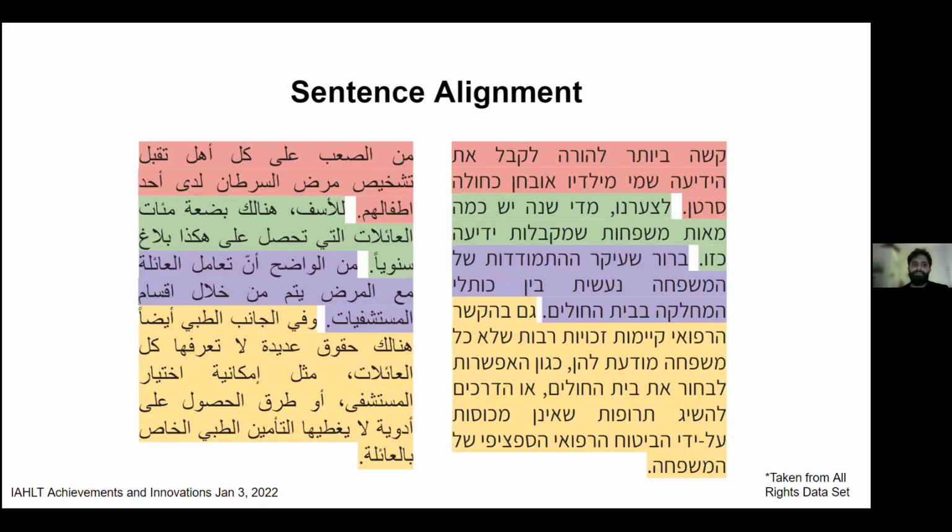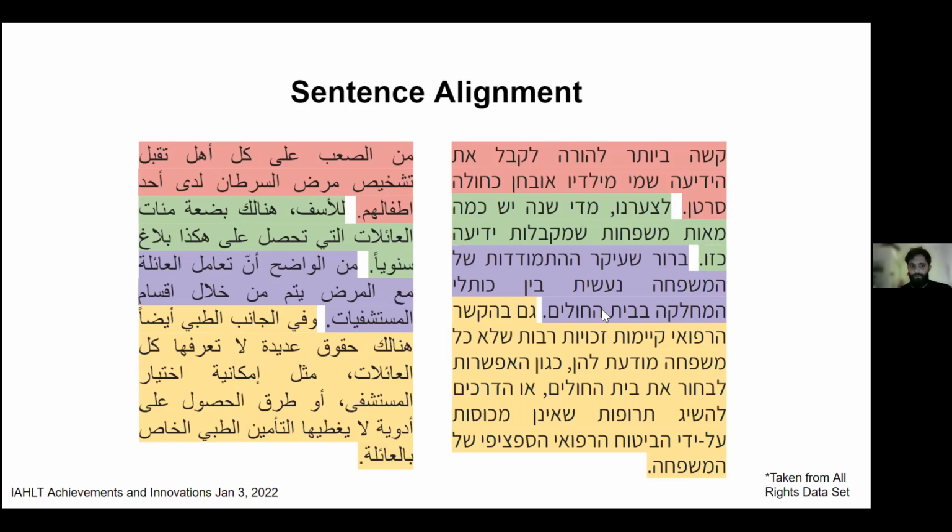So the second step is to align the parallel texts on the sentence level, associating sentences that translate each other. As you can see here, these two paragraphs translate each other, and you can see the different segments of this paragraph that are associated on the sentence level.